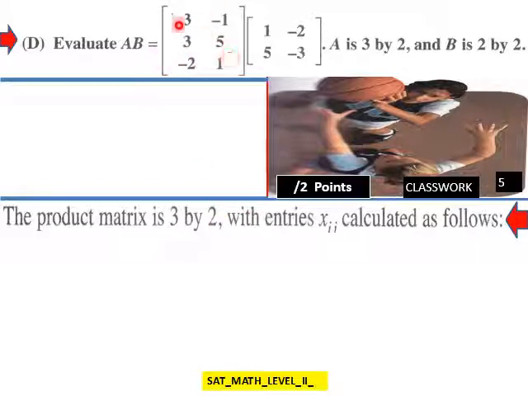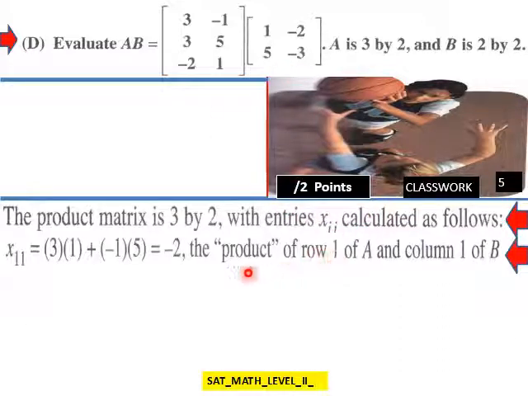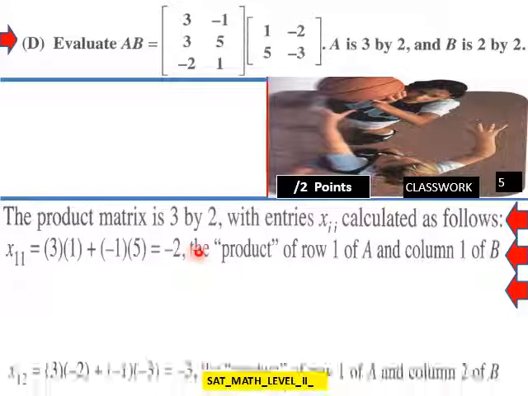They're calling this the product matrix with entries of x_ij. So we're going to multiply row 1 times column 1, and then row 1 times column 2, and we calculate it as follows. So x11 would be 3 times 1, and then negative 1 times 5. So this row by this column will give us negative 2. The product of row 1 of A and column 1 of B would be negative 2.